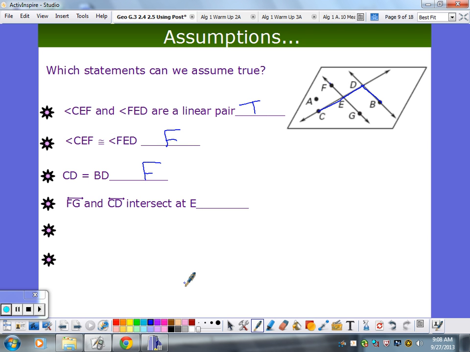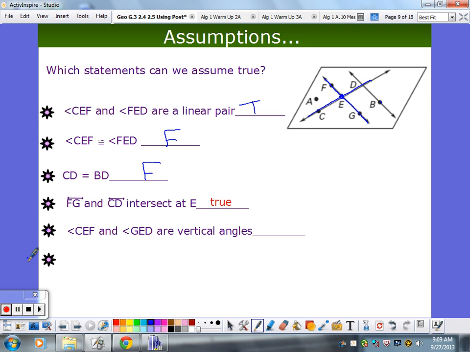All right, the next one is line FG. Line FG, let's see, line FG, that's this guy right here, intersects CD. They intersect at point E. What do you think? Yes, right here. So two lines are going to intersect at a point. I can see where they are. Yes, we can assume that.